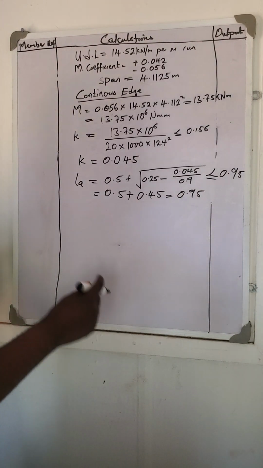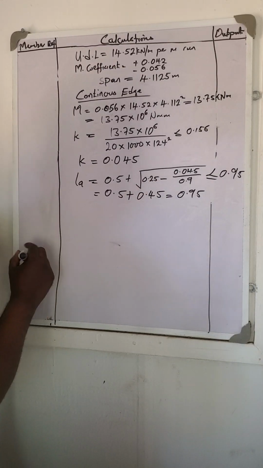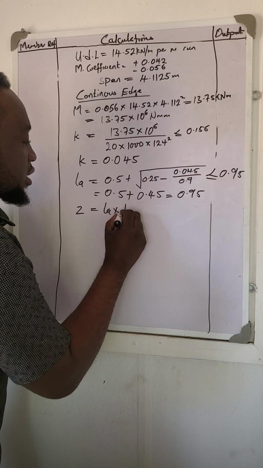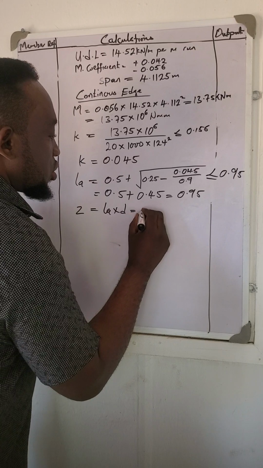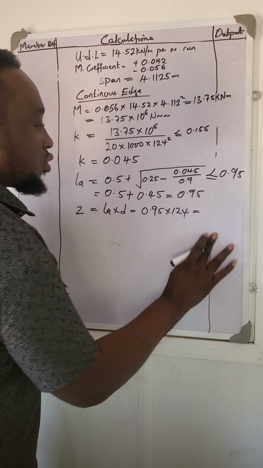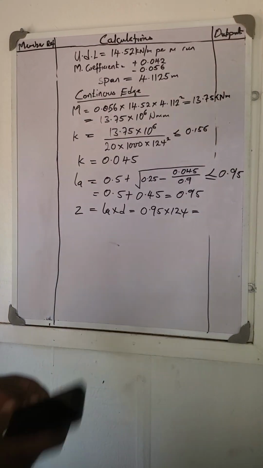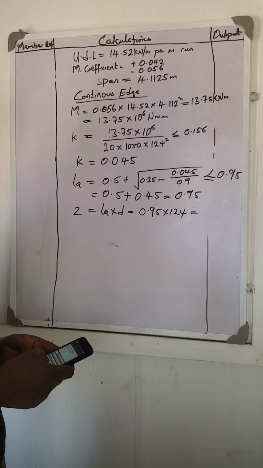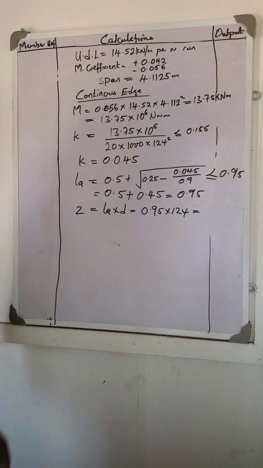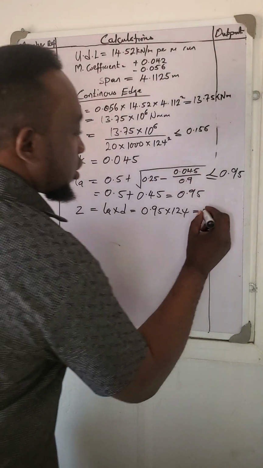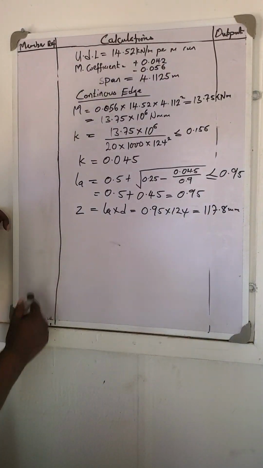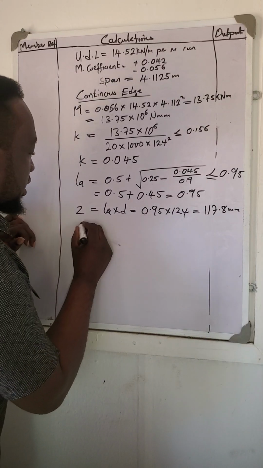Alright. So now we will move to calculating our Z. What is our Z? Our Z is equal to LA multiplied by d. This is equal to 0.95 multiplied by 124. If you compute that again, this one will give me 117.8 millimeters.